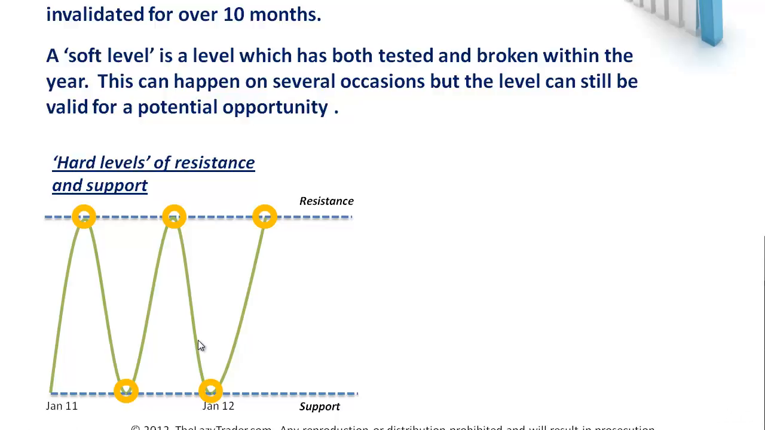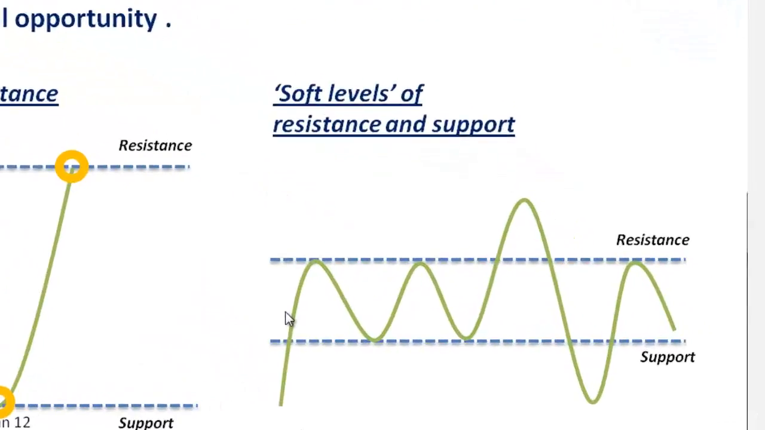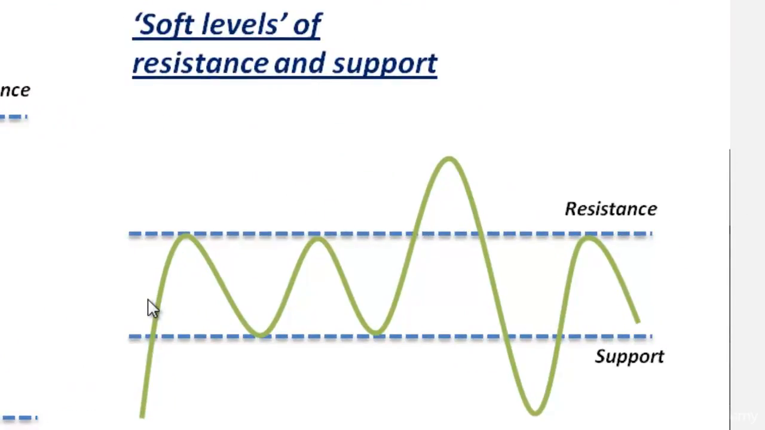Whereas on the flip side, a soft level is one which has been tested and broken within the year, and it can be tested and broken on several occasions, but certainly because it has been tested a few times in the past, it could happen again. If we look at this one here, we can see that price action has nicely oscillated between these two levels, resistance and support. However, it broke here, broke the level, came back, tested the level which had been broken before, but actually respected it before going down again.